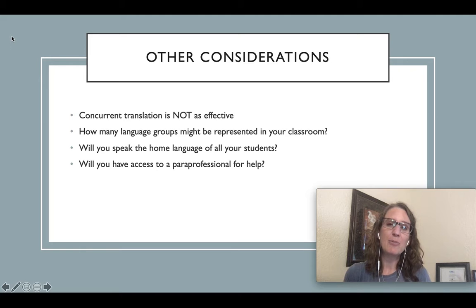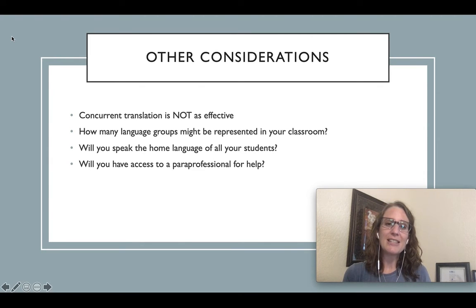And so we want our students to have access to content in their home language to help them access that content, but we don't want them to tune out the English, because we do have that goal of them becoming bilingual and biliterate. And so we want them to pick up the English also. And if we're constantly translating for them, they're not going to be able to do that.